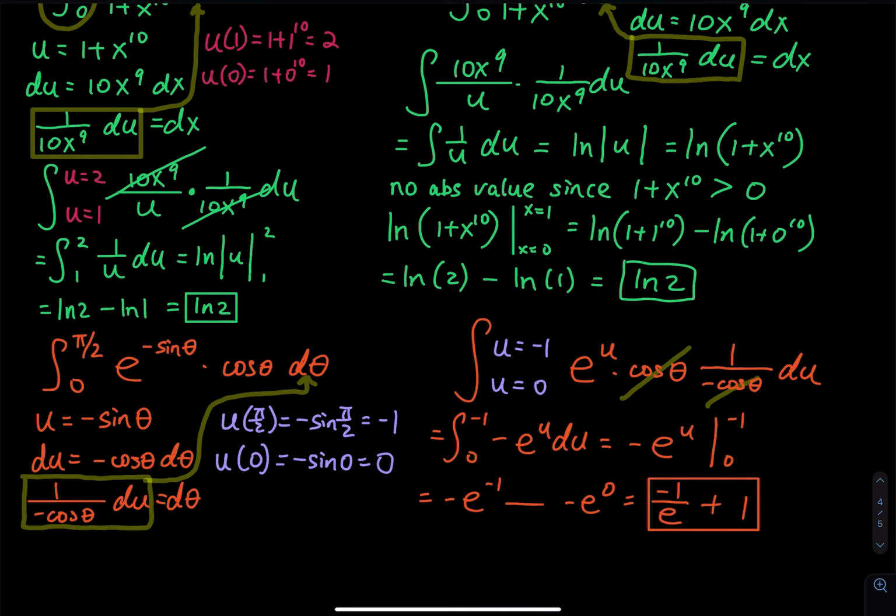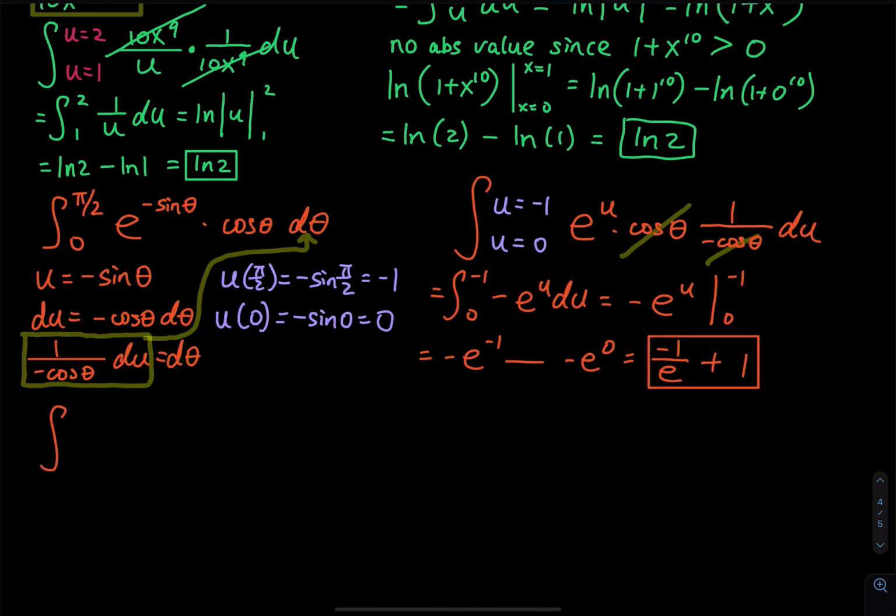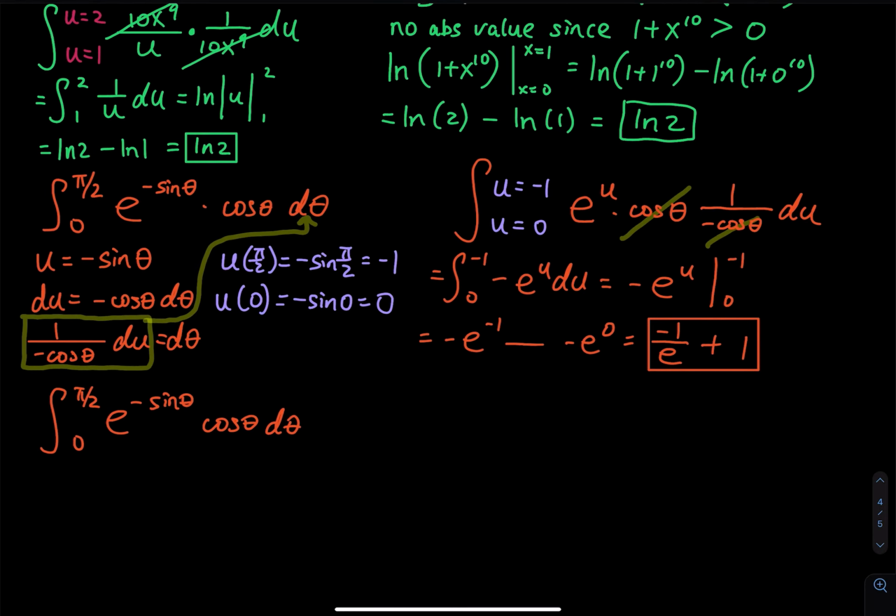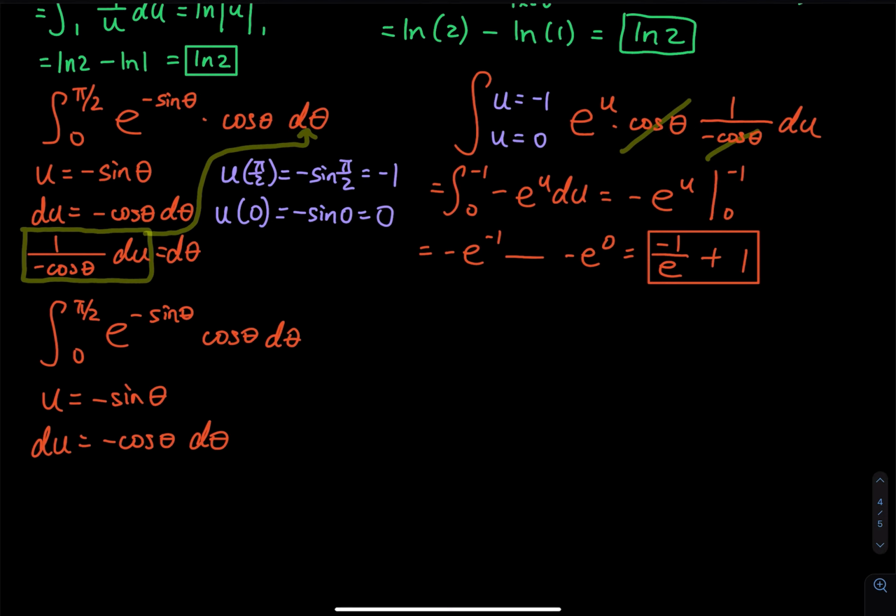And then how about the other method? The other method is here. So you have the integral from 0 to pi over 2 of e to the negative sine of theta, and then cosine of theta d theta. So the other method, you have to go through the u equals negative sine, derivative equals negative cosine, and then d theta, and then 1 over negative cosine of theta du equals d theta, and then you do the change of variable.